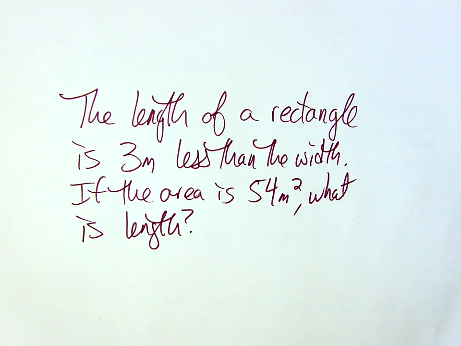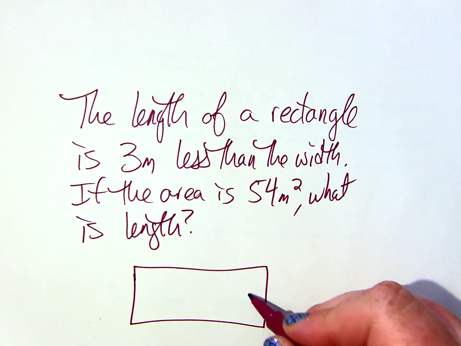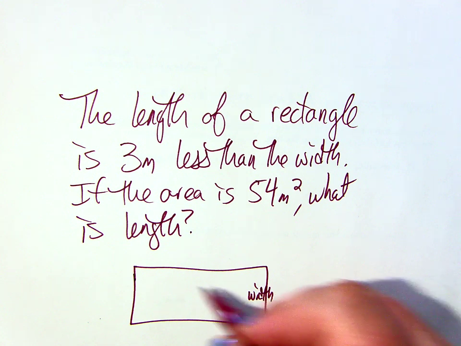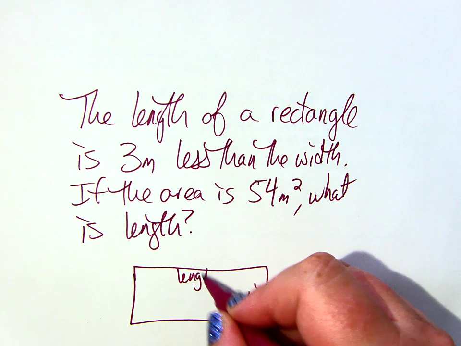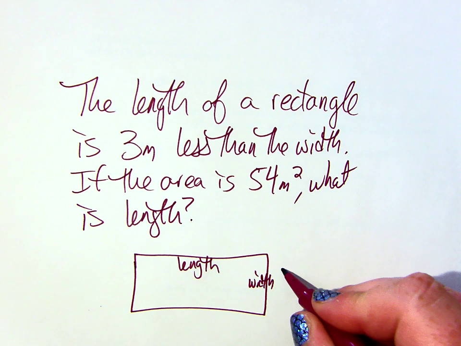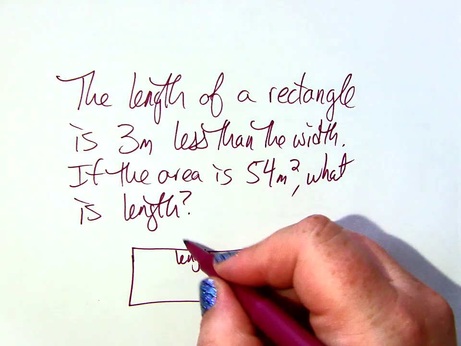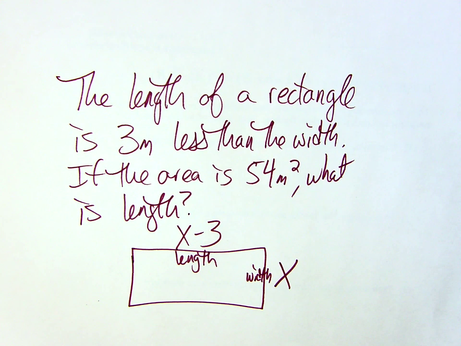All right, guys, so here's the question. Guys, thank you. The length of a rectangle is 3 meters less than the width. Do you know what the width is? No, call it x. Width and length. It doesn't matter which side of the rectangle you call what, just label them. I don't know what the width is, so I'm going to call it x. The length is 3 meters less than the width, so it's x minus 3.